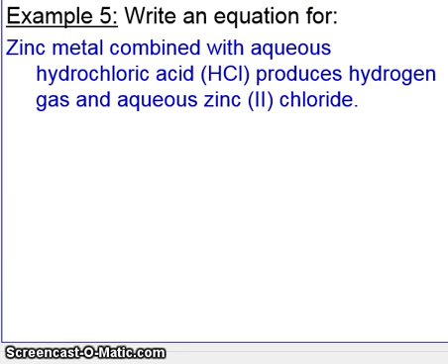So why don't we try a few examples where we write a chemical equation using all the symbols and all the rules that we've just stated above. So our equation here says zinc metal combined with aqueous hydrochloric acid produces hydrogen gas and aqueous zinc 2 chloride. So the first thing to do is to find out which word represents the arrow, so we can separate our reactants from our products. Well, the word produces is what's referring to the arrow. So anything before produces will be reactants, anything after it will be products.